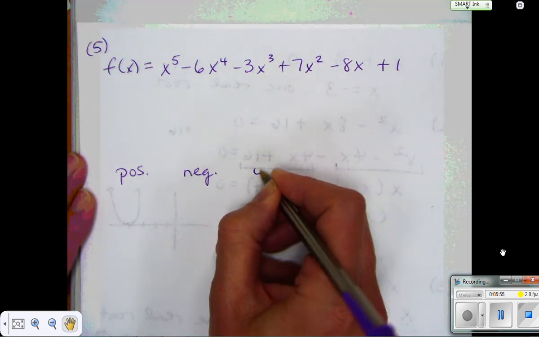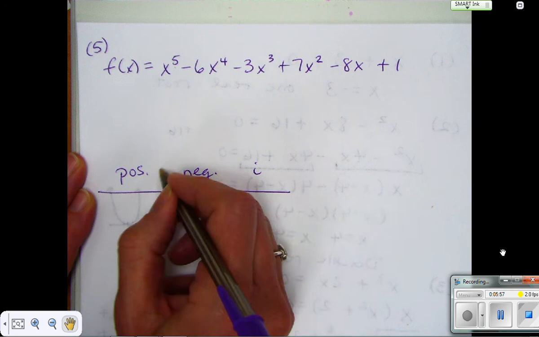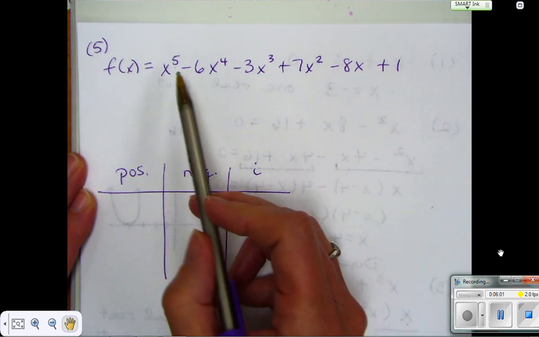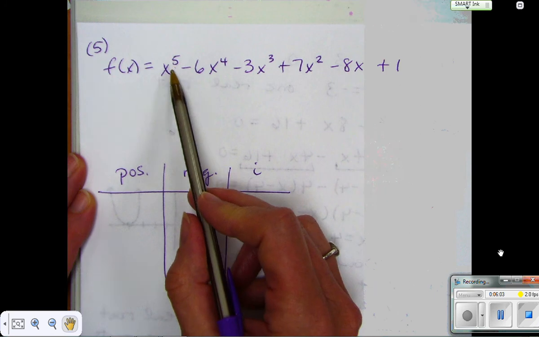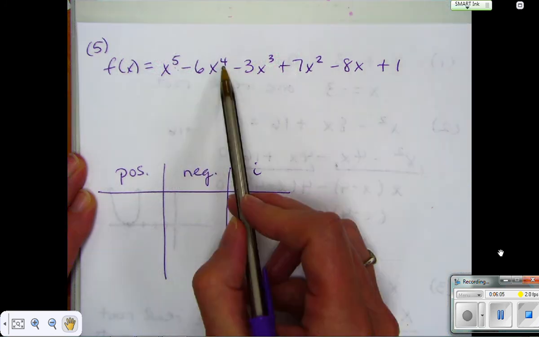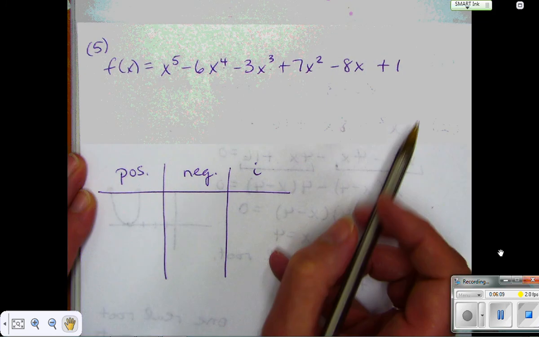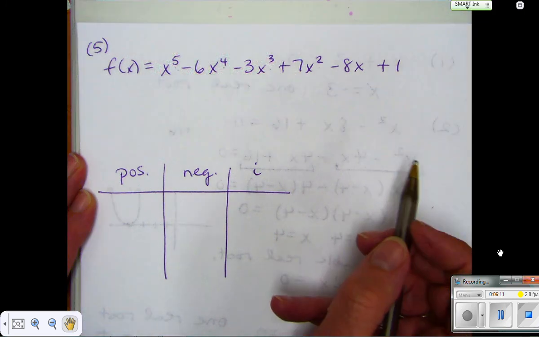To do that, I want to first make sure that the polynomial is in descending order. So it's going 5, 4, 3, 2, 1 on my exponent. That's the correct order. If it's skipping an exponent, it doesn't matter. You don't need to worry about it. Just keep it the way that it is.